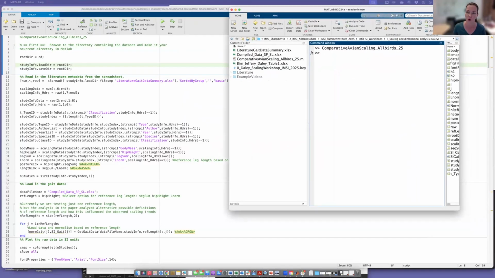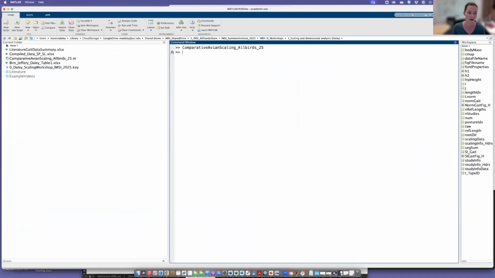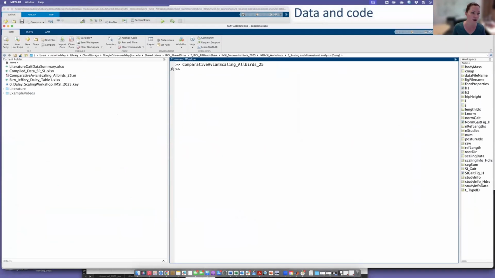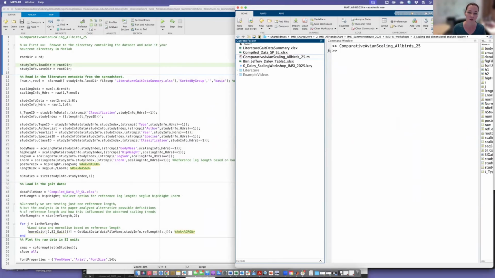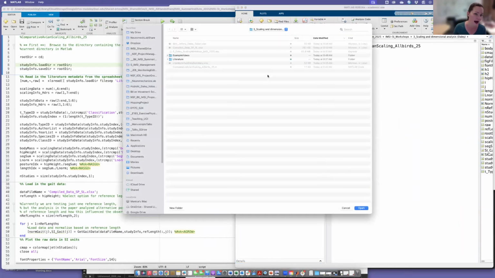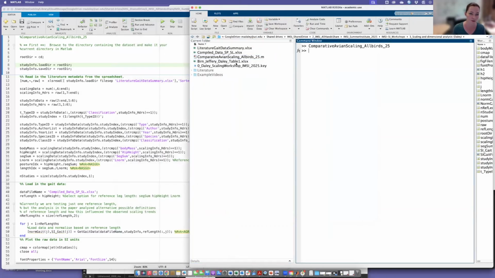So the first thing to do if you're trying to run this on your own computer will be to, in your workspace, go browse to the folder where you downloaded your data to make sure that it's the current directory in MATLAB. So I've already done that. And so I'm just gonna go back here, right? So you should be able to see the data files in the current folder here. And then you can go back to the script.